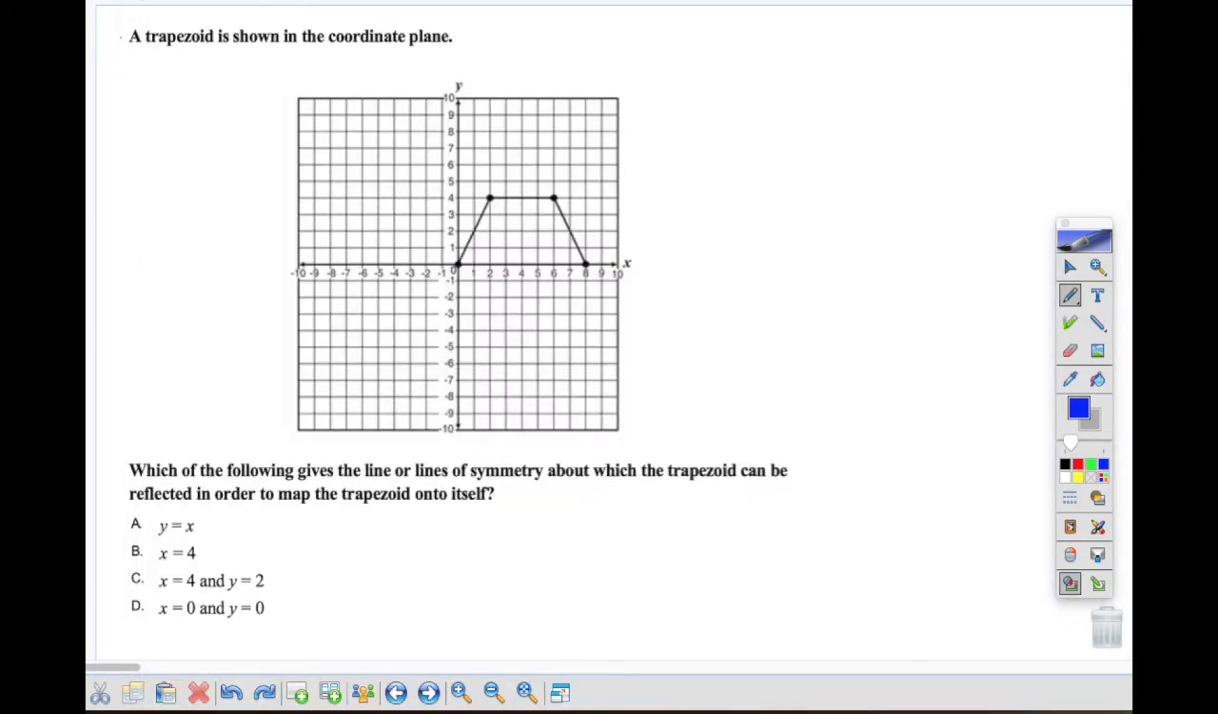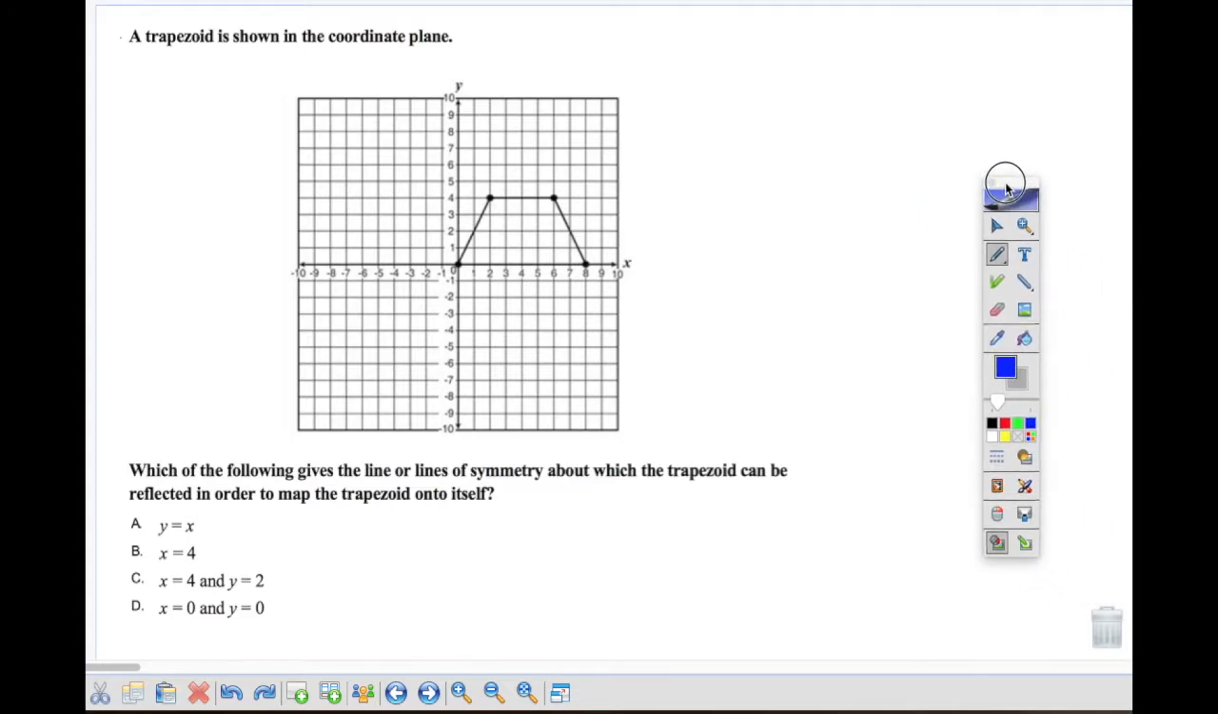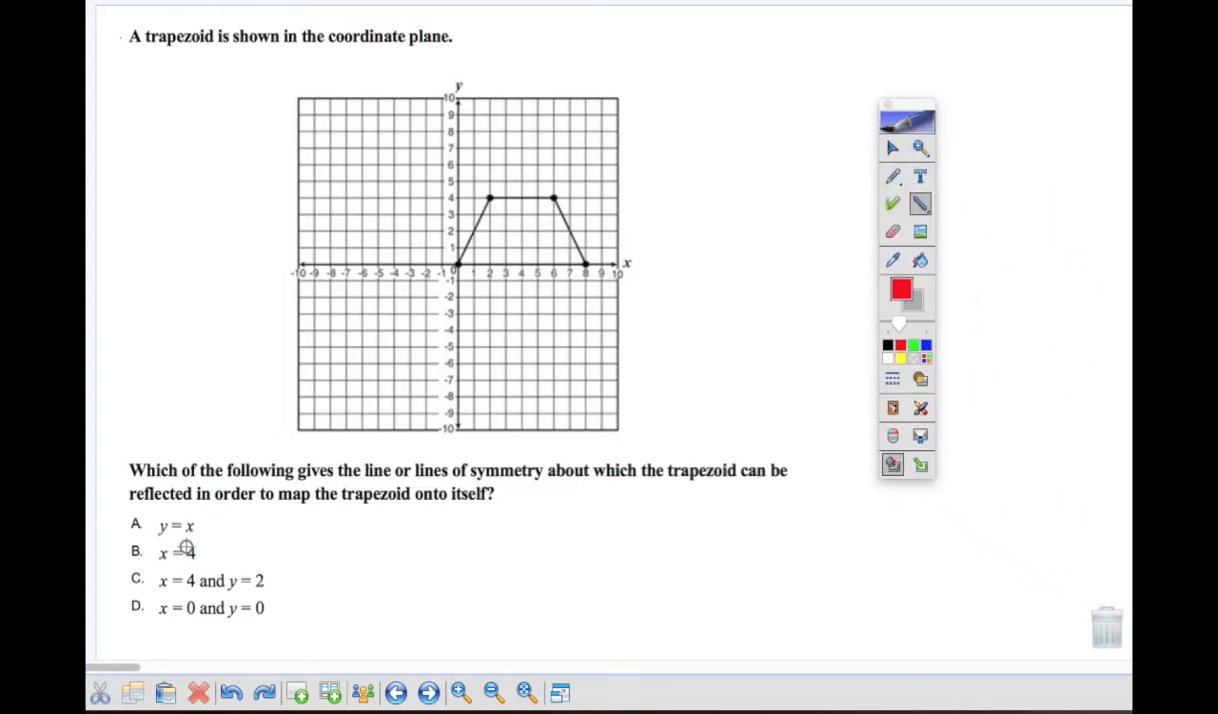So let's take a look at this example. Which gives a line or lines of symmetry? This is why you need to know your lines. What does the line y equals x look like? Y equals x has a positive slope, so it's going in the positive direction, a slope of 1 that passes through the origin. Does the trapezoid reflect across that line and look exactly the same? No. Okay. What is the line x equals 4?